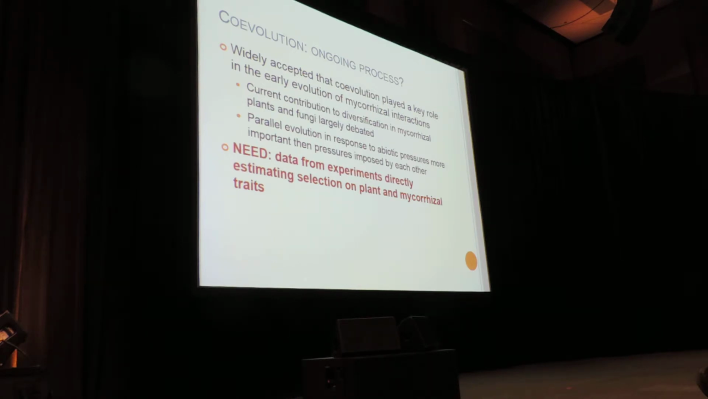While some researchers really support the idea of ongoing coevolution between mycorrhizal fungi and their hosts, others argue that we're just seeing changes in response to abiotic pressures, and we need more information in order to really understand what's going on. So in order to do this, we really need data from experiments that are directly estimating selection on plants and their mycorrhizal traits.